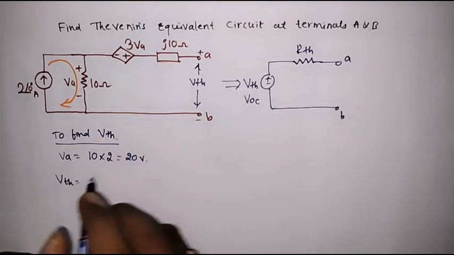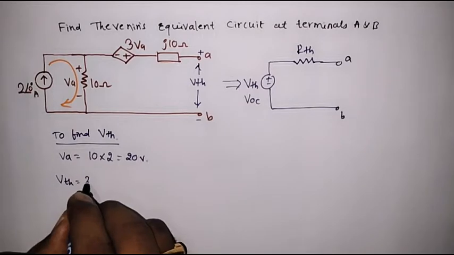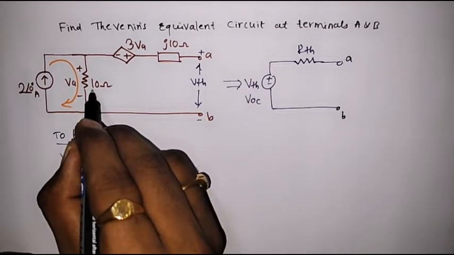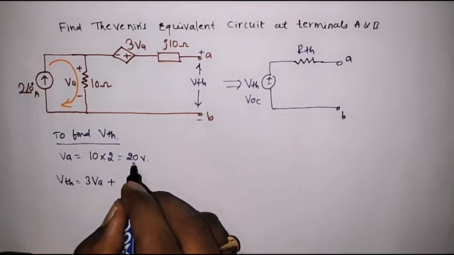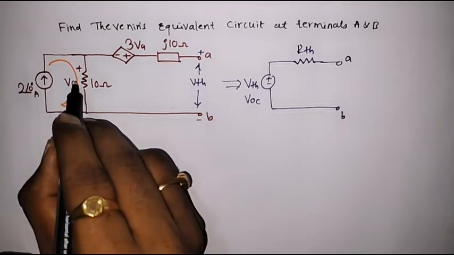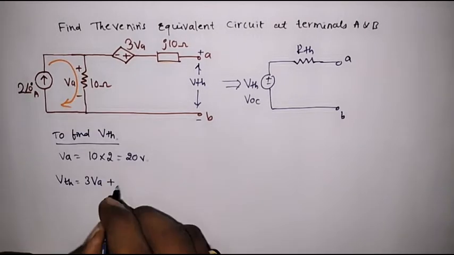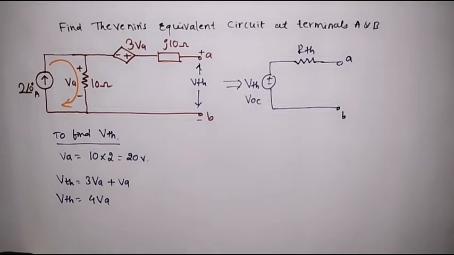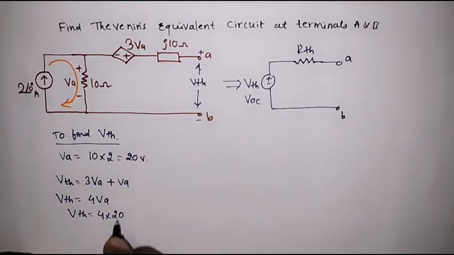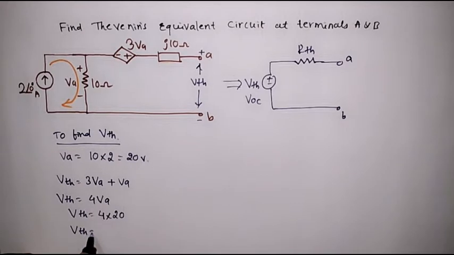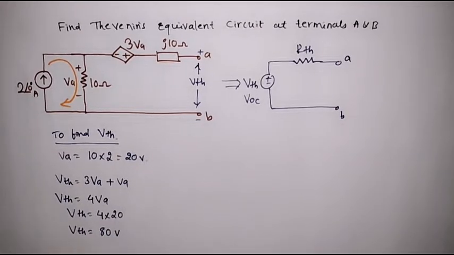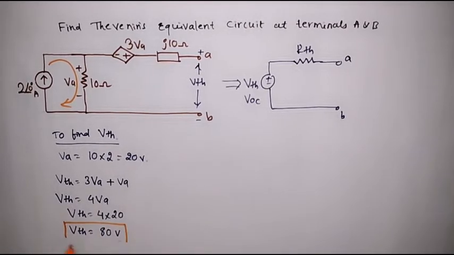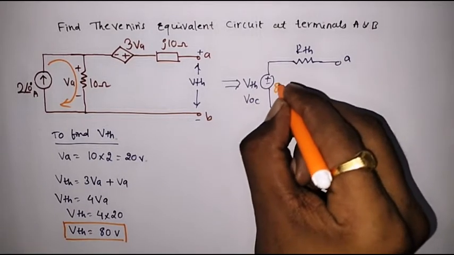Therefore I can write the voltage between terminals A and B, nothing but VTH, is equal to voltage 3 VA plus the voltage drop across the 10 ohm resistor, that is 10 into 2, that is 20 volts, or we can directly say 3 VA plus VA. Therefore VTH is equal to 4 VA, which is 4 into 20. It gives VTH equal to 80 volts. So 80 volts is the Thevenin's voltage at terminals A and B.